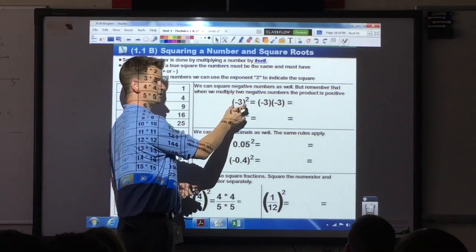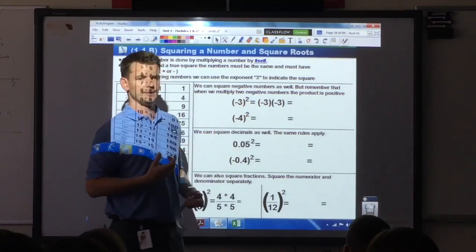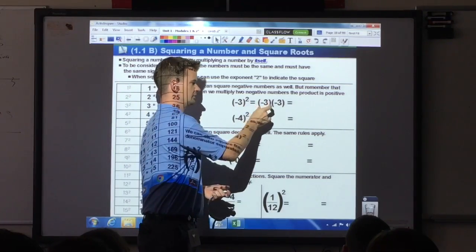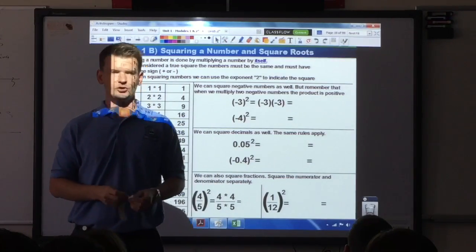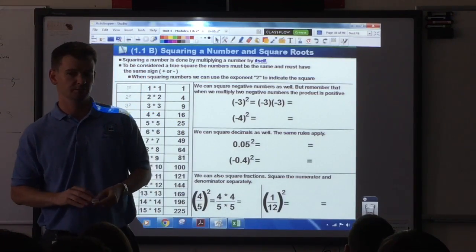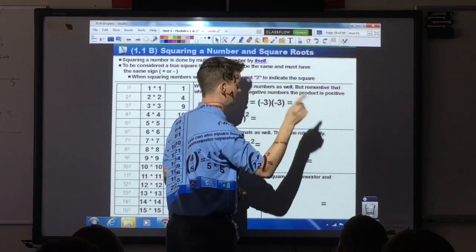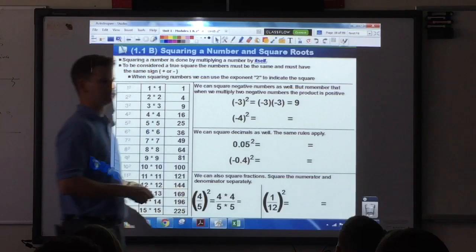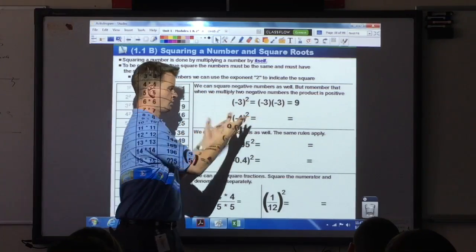So here, I'm going to square negative 3, which means that I'm not going to have negative 3 times 3. I'm going to have negative 3 times negative 3. This is where you have to remember the rules from last time. When you multiply 2 negatives, it makes a positive. So negative 3 times negative 3 makes? 9. Positive 9. You don't have to write the positive sign. You just have to know for sure that it's positive 9. Okay. I want to expand this out.